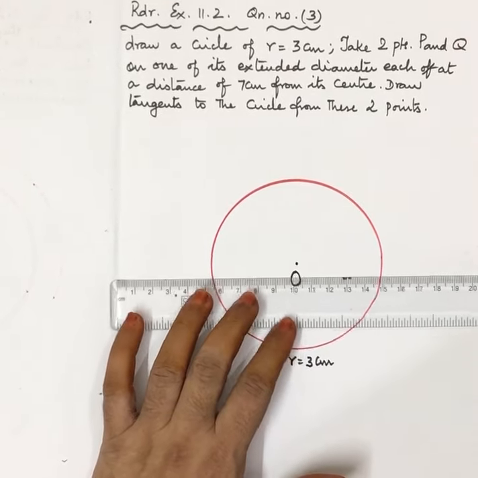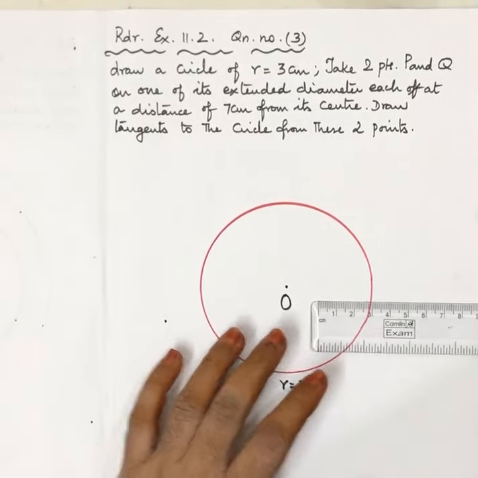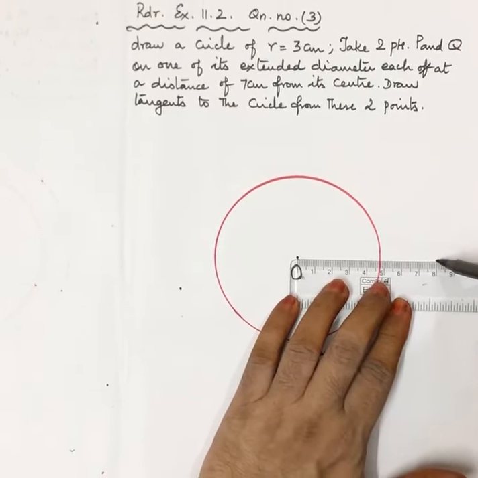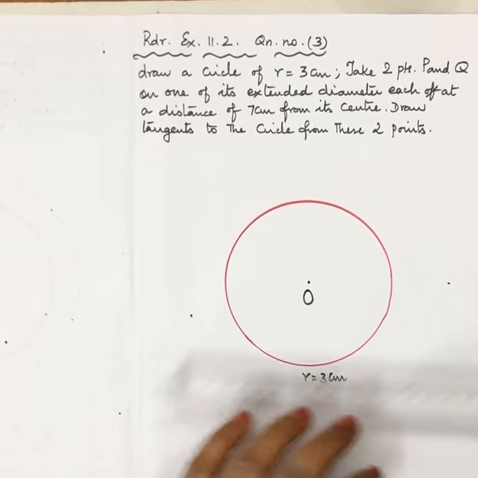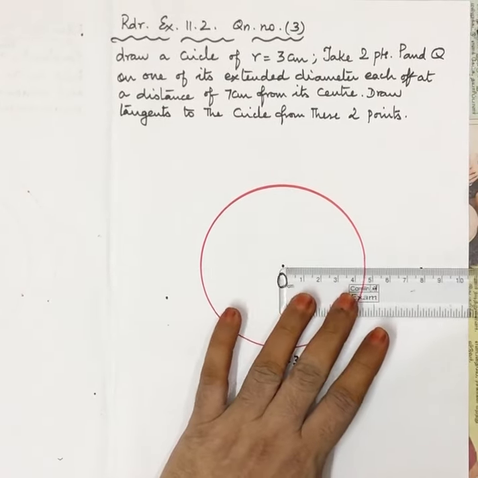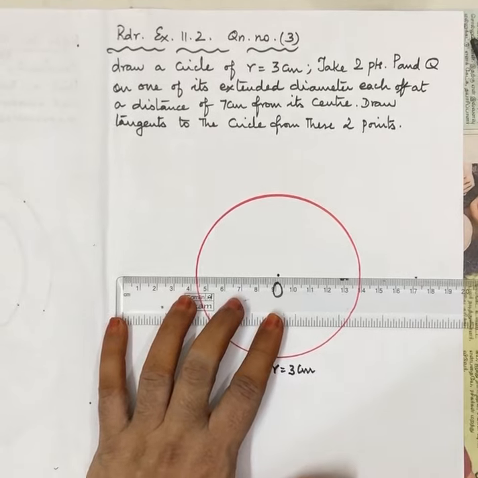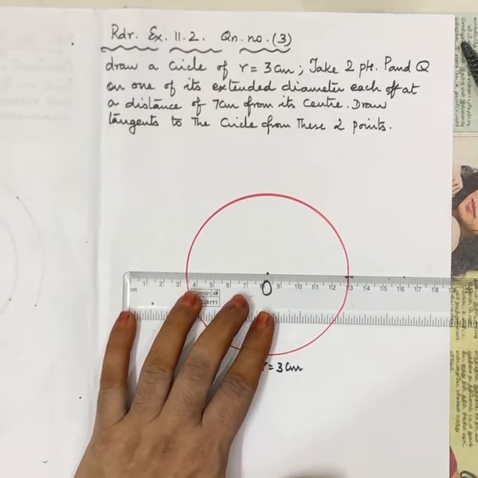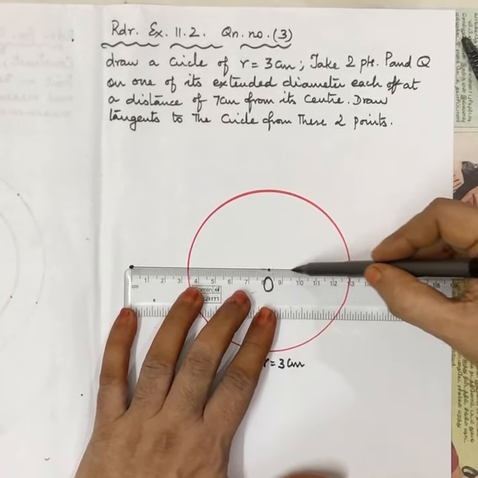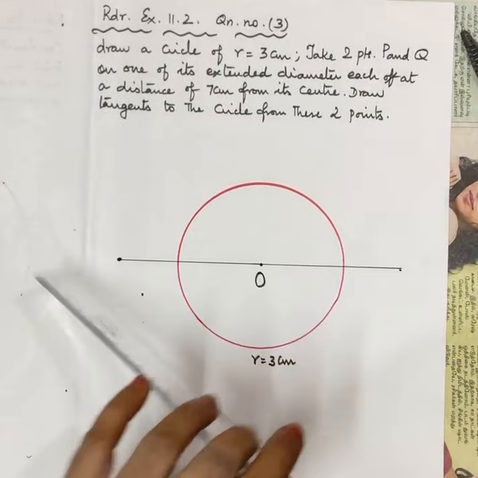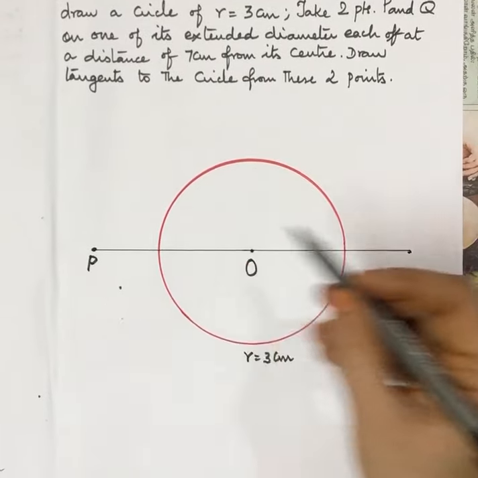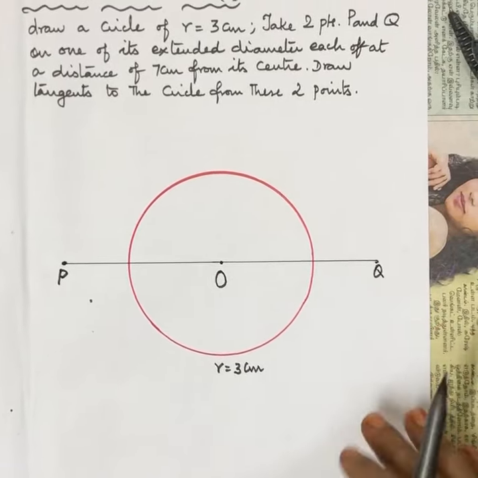on extended diameter, so from the center you measure 7 centimeter using the scale. Keep a point here. Same way here also you measure 7 centimeter this side. Both the sides you measure and join, remove the scale. One side you name it as P, capital letters, another side it is Q.